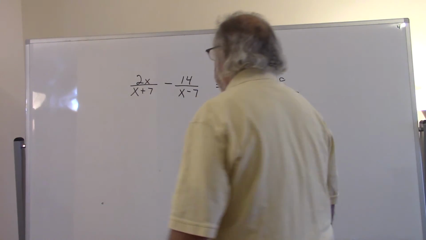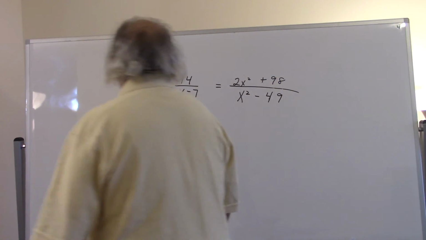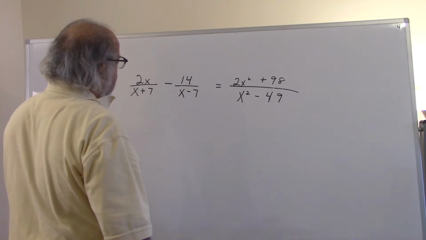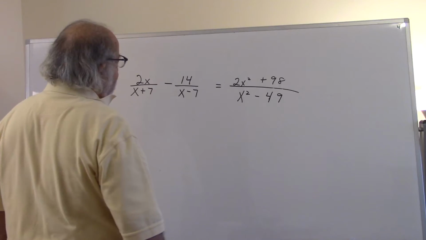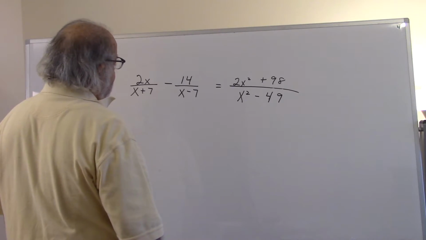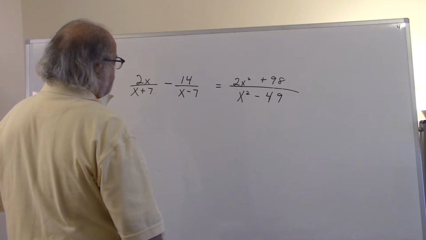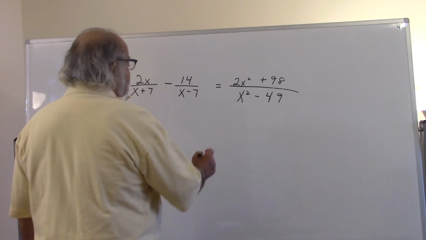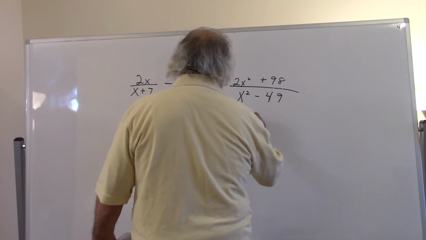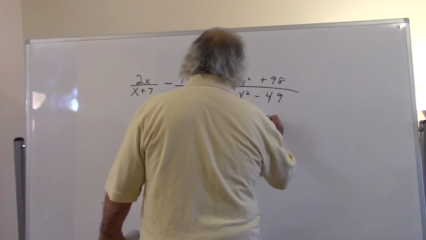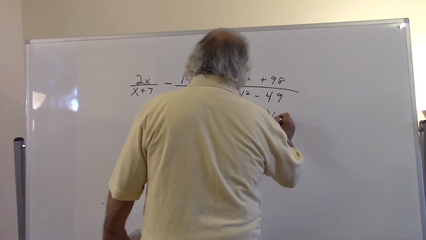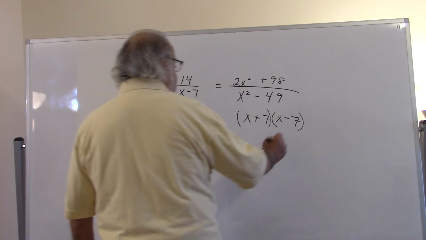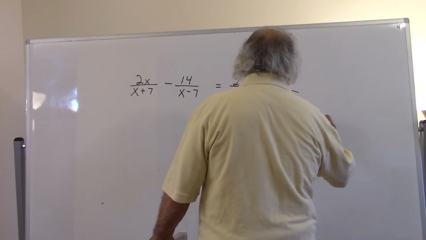Alright. Here we have, what we gotta do, we gotta find the least common denominator. So what we do over here is x plus 7, x minus 7. That's your least common denominator.